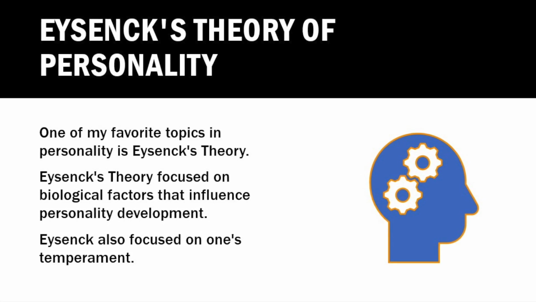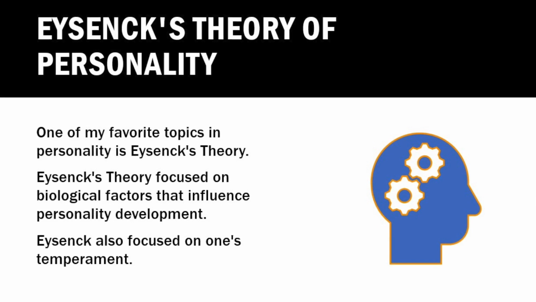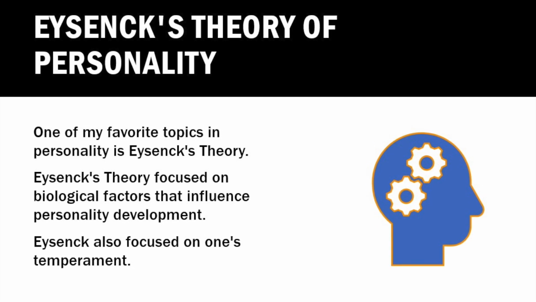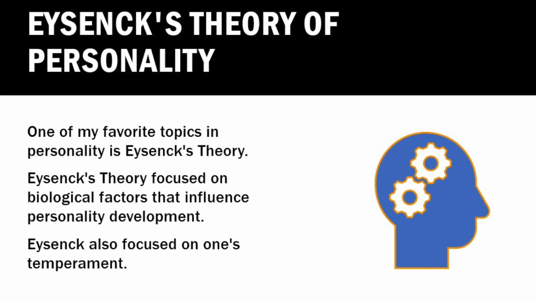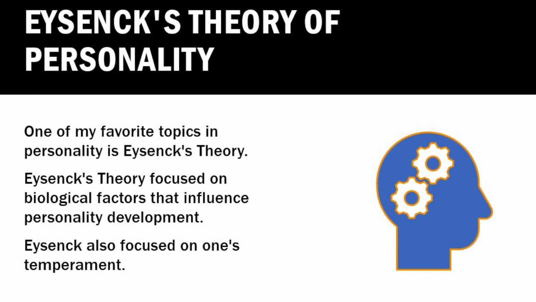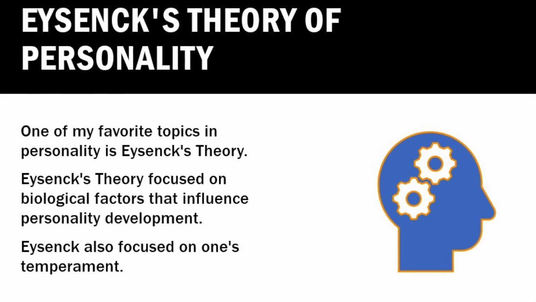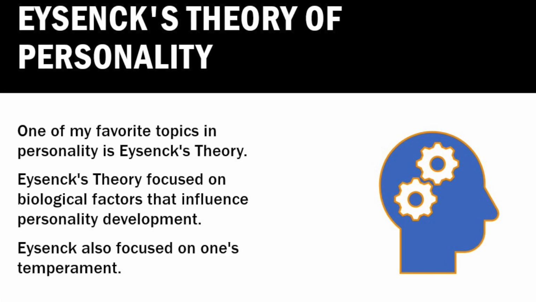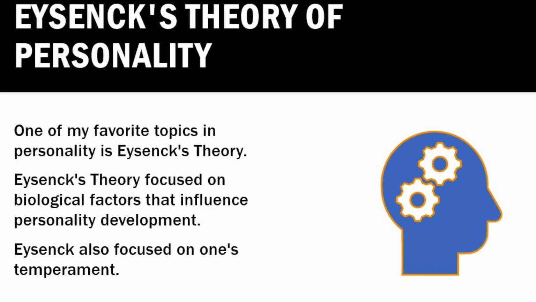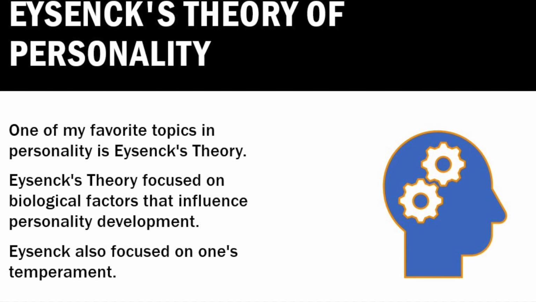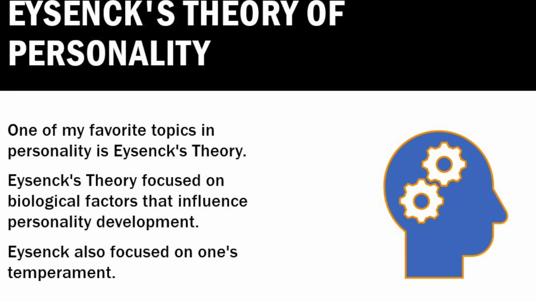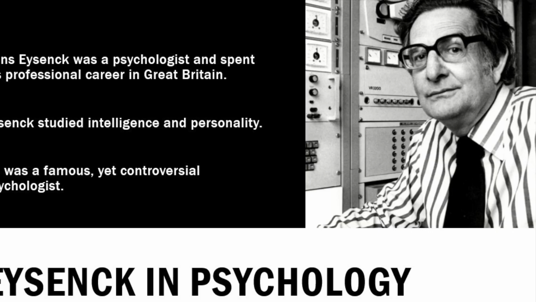Eysenck's theory focused on biological factors that influence one's temperament. He heavily relied on the genetics that played a role in the development of personality, as well as intelligence, and we will talk more about that. His theory focuses mainly on 3 different dimensions of personality.